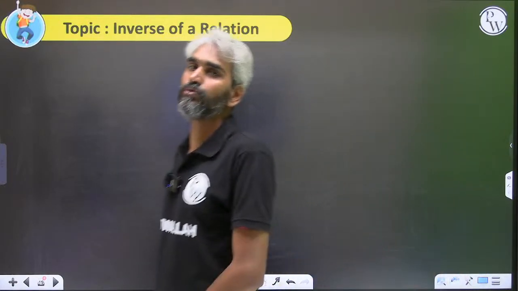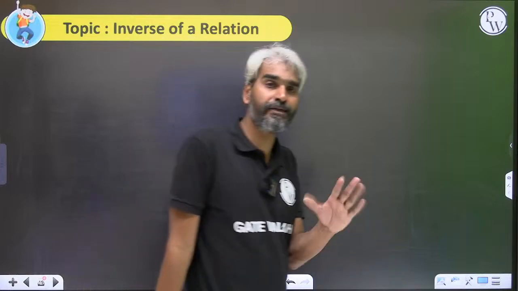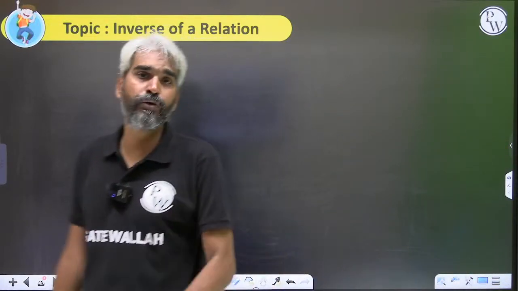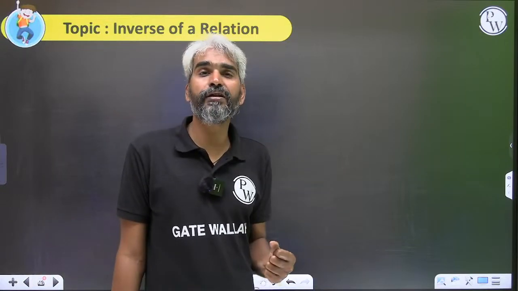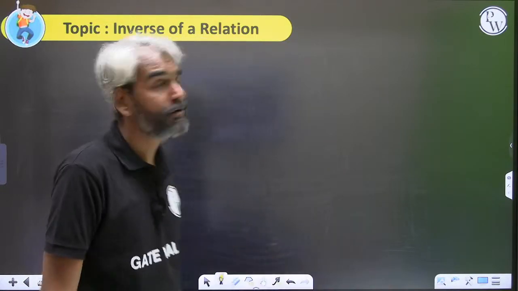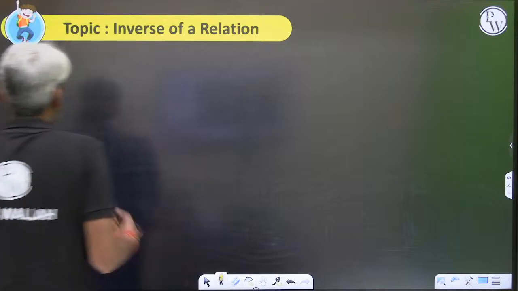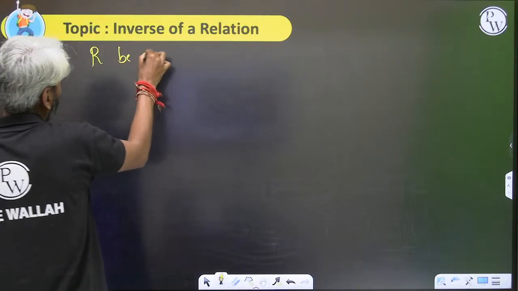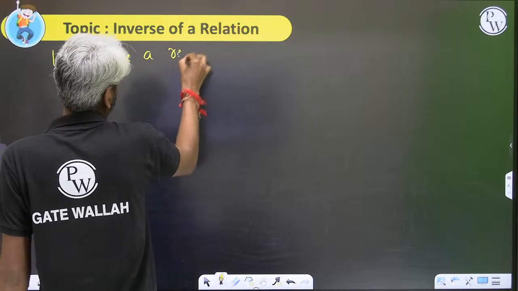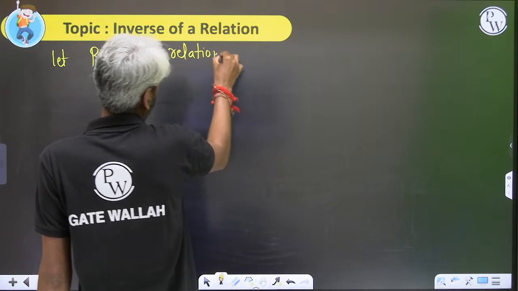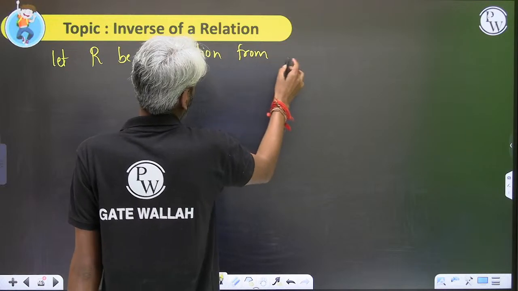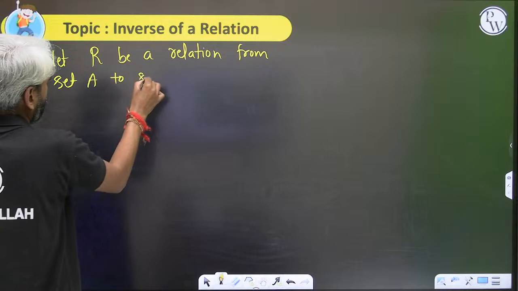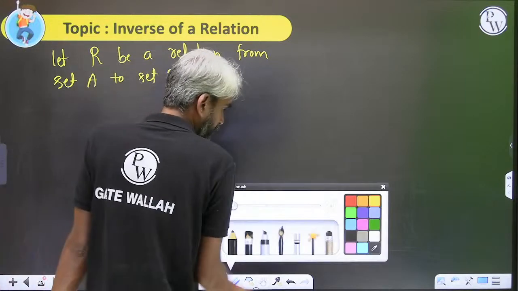An inverse function will exist only if your function is one-one as well as onto, that is, it is a bijective function. But for the inverse of a relation to exist, there is no such constraint. The inverse of a relation will always exist. Just note down. Let R be a relation from set A to set B.